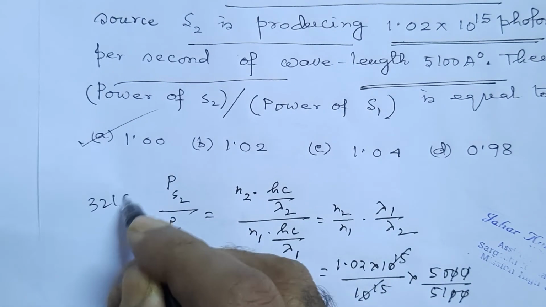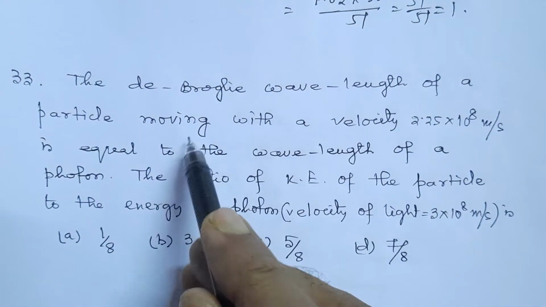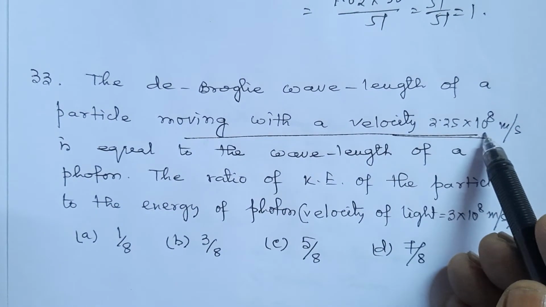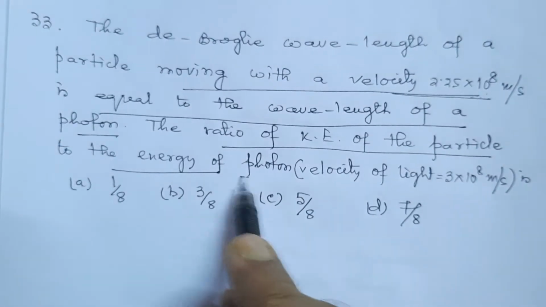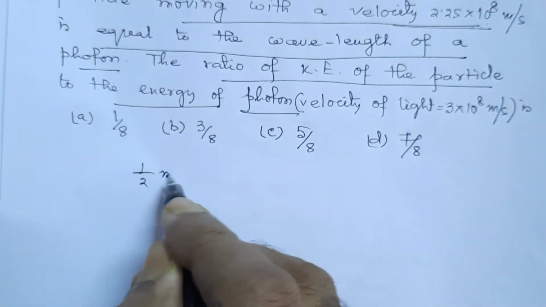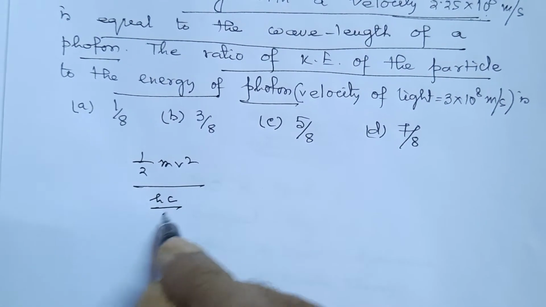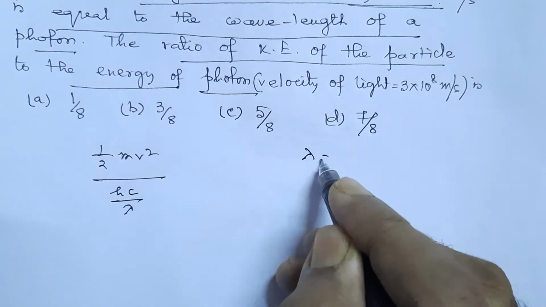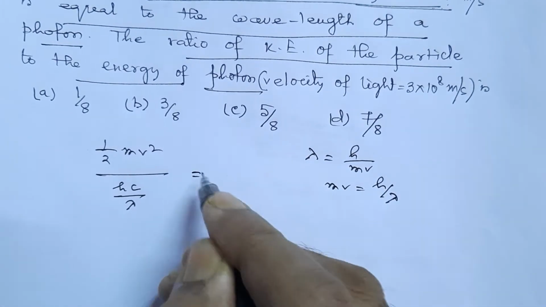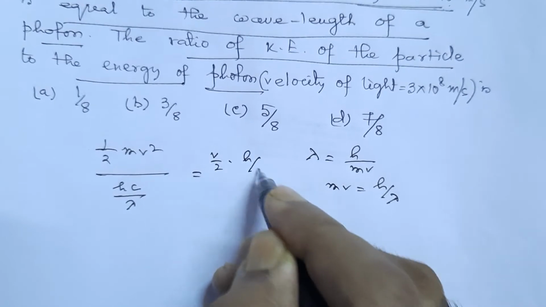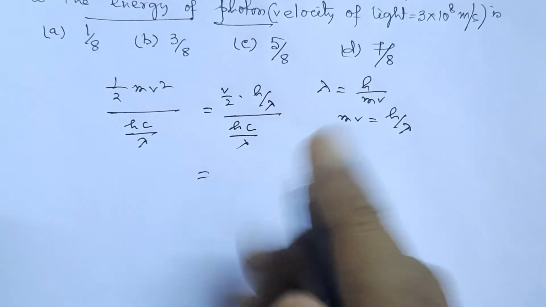Now let us see question number 33. In this question, the de Broglie wavelength of a particle moving with a velocity 2.25 into 10 to the power 8 meter per second is equal to the wavelength of a photon. Find the ratio of the kinetic energy of the particle to the energy of the photon. Kinetic energy of a particle is half mv square, and energy of the photon is hc by lambda, both having equal wavelength. For the particle, lambda equals h by mv, so mv equals h by lambda. So the ratio is v by 2 into mv, that is h by lambda, divided by hc by lambda. The required ratio, with h and lambda cancelled out, is v by 2c.